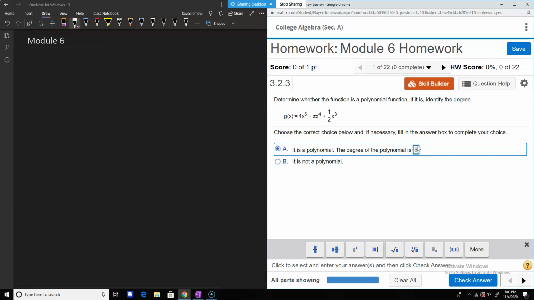You can also talk about the degree of each specific term. So this polynomial is said to have 3 terms, a degree 6, a degree 4, and a degree 3. So you can talk about the degree of each term too, but when they speak of the degree of the polynomial, they're just talking about the highest power.